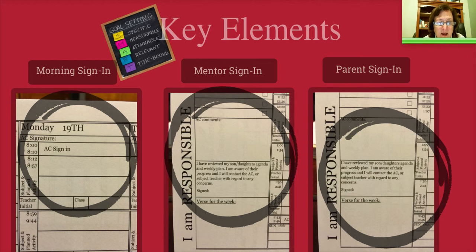Again, at the end of the day, something new, you're going to go back to your homeroom, and there your academic coach is going to look over that day, see what goals that you achieved or wrote in, and maybe some new goals that you're going to put in for the next day once you've gone through that period.